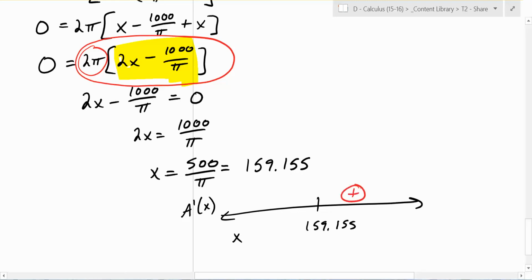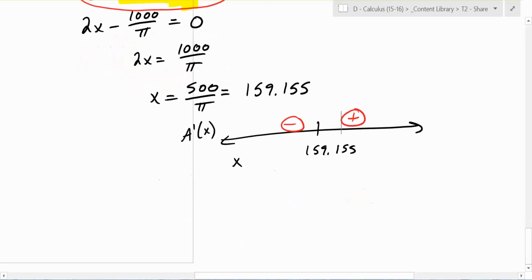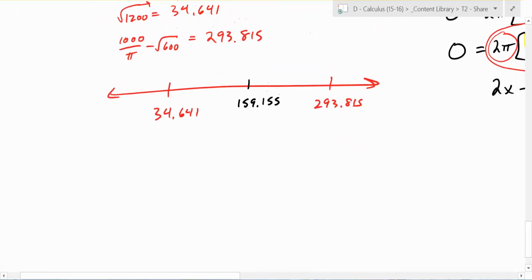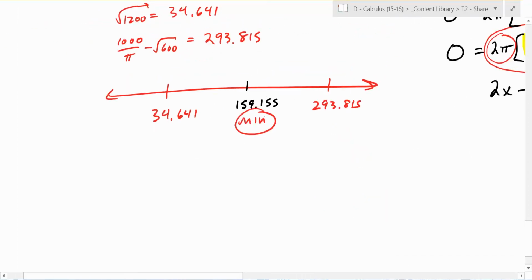It's positive. Now plug in something to the left, like 100. Plug in 100. It's going to be what? It's going to be negative. Here's the thing. What does that mean? It goes down and then up. So what's it going to be? It's going to be a minimum. So you know that this is going to be a minimum. So where's your maximum going to occur? Or one or the other, right?